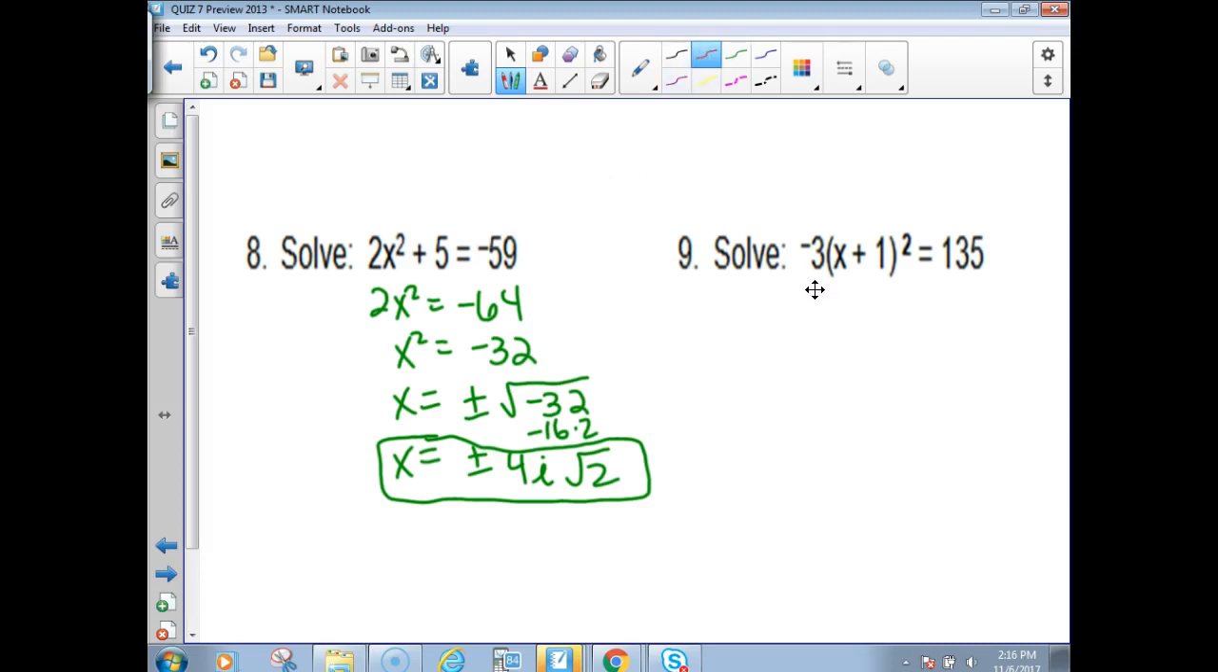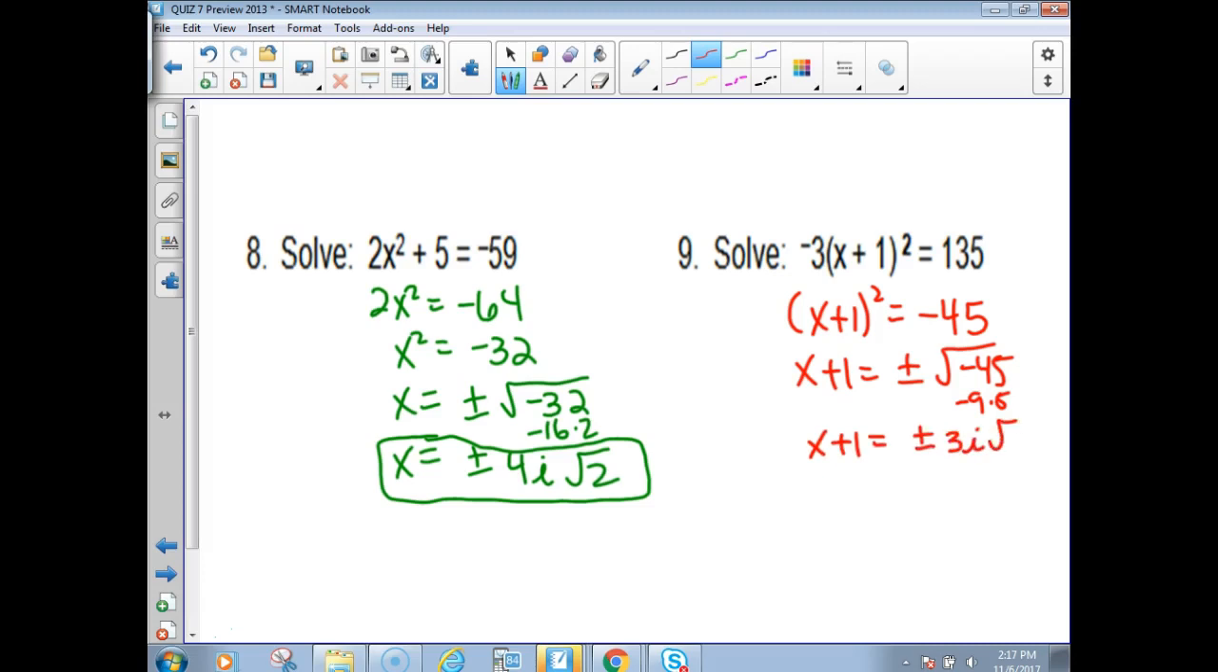Looks like the square root method would work on this one too. If you divide by -3, what do you get? -45. Then we take the square root of both sides, positive or negative, square root of -45. We break down the 45 into -9 times 5. So that's plus or minus 3i times the square root of 5. And now I'm going to subtract 1, and that goes in front. Subtract 1, -1 plus or minus 3i times the square root of 5.